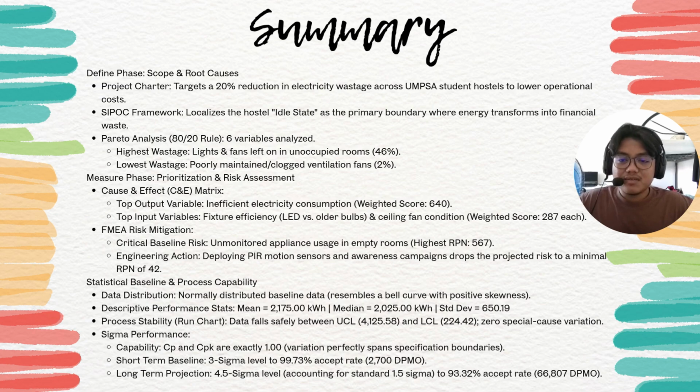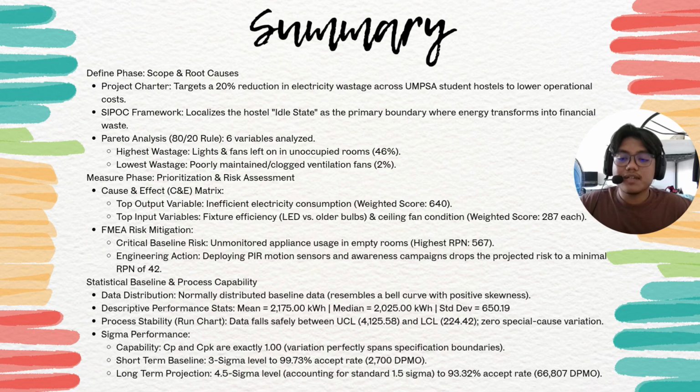Statistically, our baseline consumption data is normally distributed, averaging a mean of 2,175 kilowatt hour and a standard deviation of 650.19. Our control chart proves the process is highly stable, falling comfortably between our upper control limit of 4,125.58 and lower control limit of 224.42, with zero special cause variation.